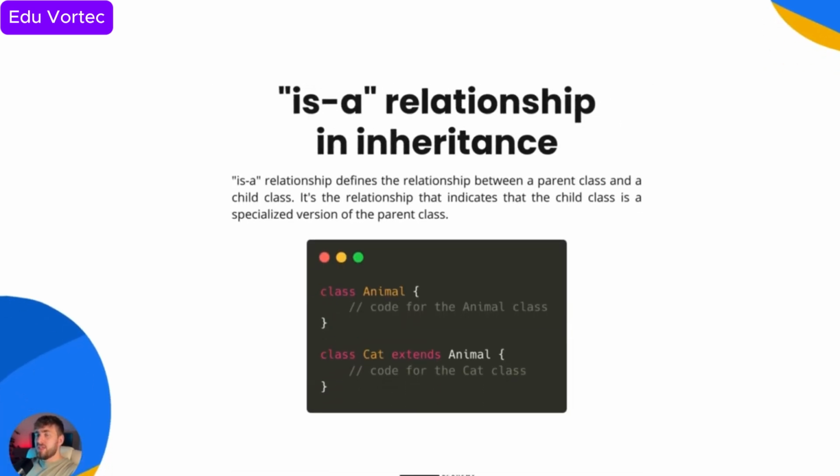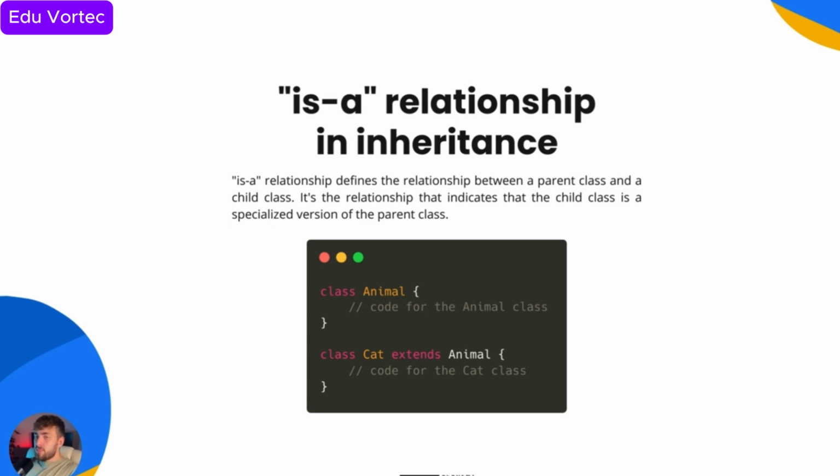Let's discuss the is-a relationship in inheritance. The is-a relationship is a fundamental concept in inheritance, which defines the relationship between a parent class and a child class. It's the relationship that indicates that the child class is a specialized version of the parent class. In other words, the child class is a subtype of the parent class.